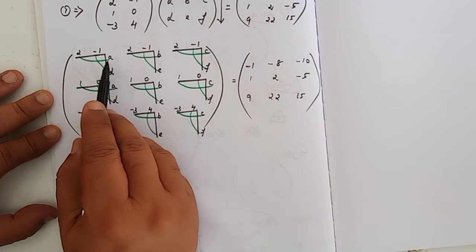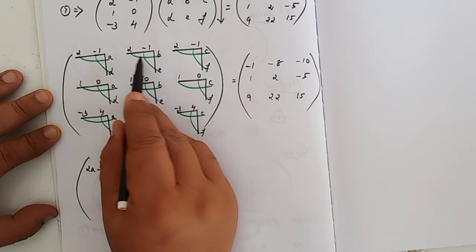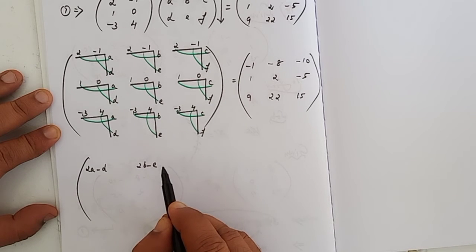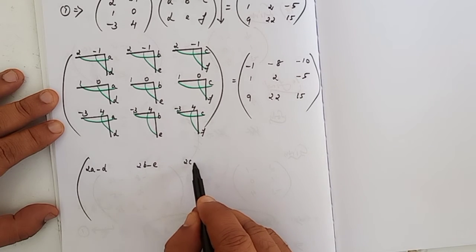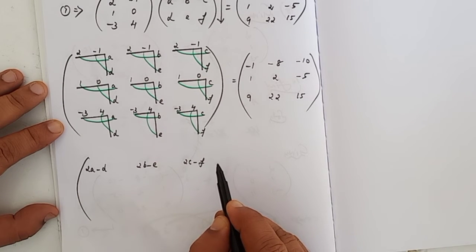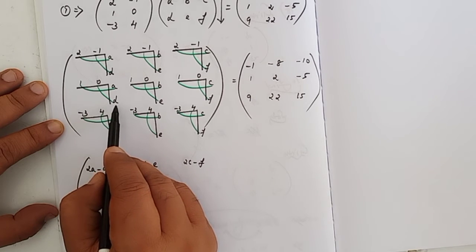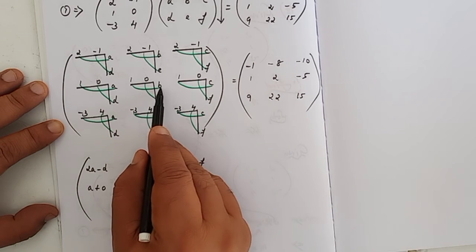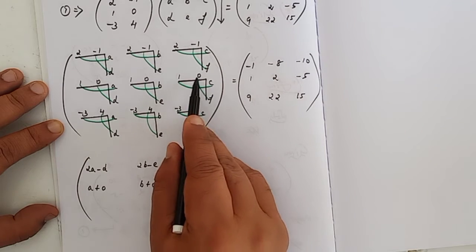2 into A, 2A minus 1 into D minus D: 2A minus D. Next 2B minus E, and 2C minus F. Then A plus 0, 1 into B, B plus 0, 1 into C, C plus 0.